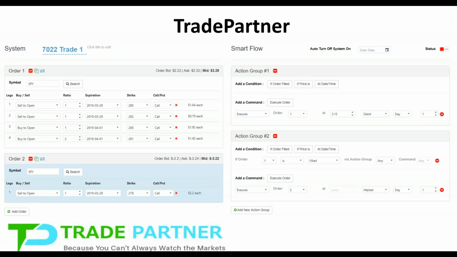Now I can do this for an endless number of strings. So I can say, here's order 2, then here's order 3. And once order 2 is filled, then place order 3. Or then order 4, and once order 3 is filled, then place order 4, et cetera. So there's no limitation. Again, there is overkill, but we're not limiting it. TradePartner doesn't limit what you can do.